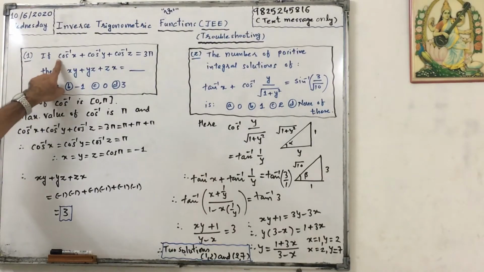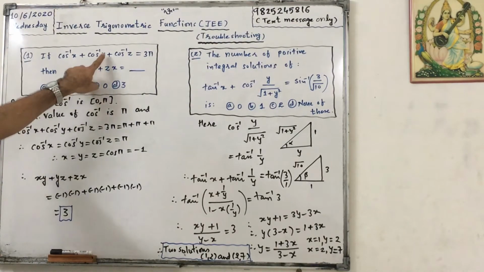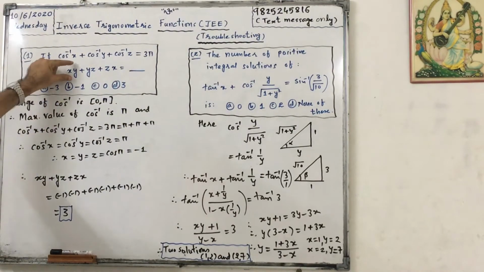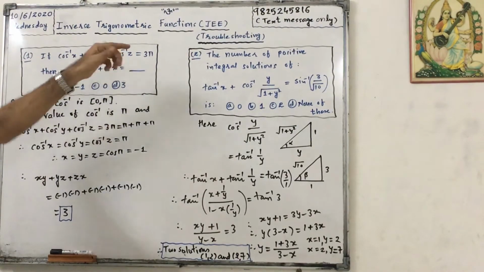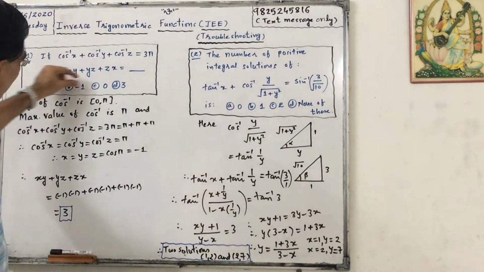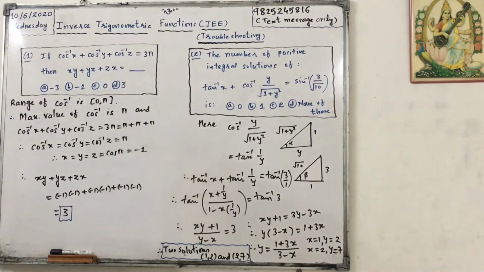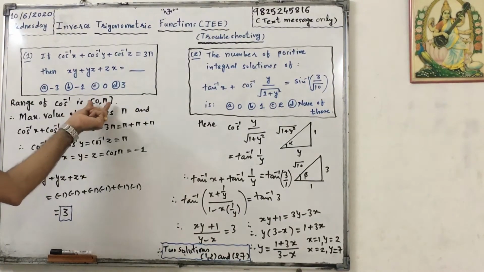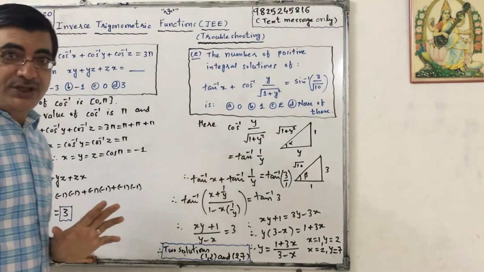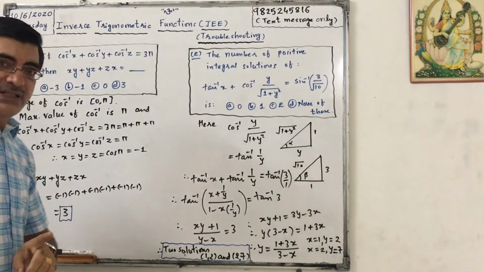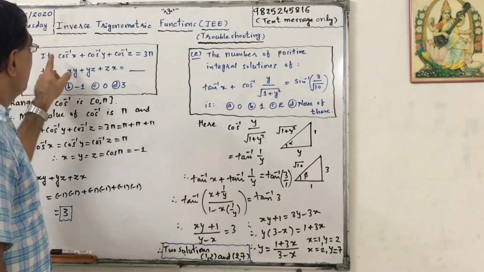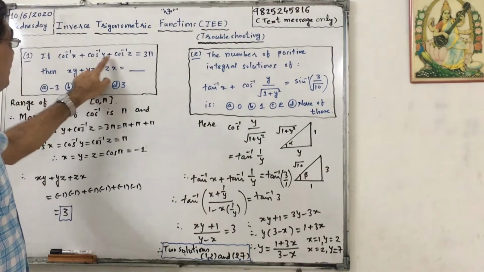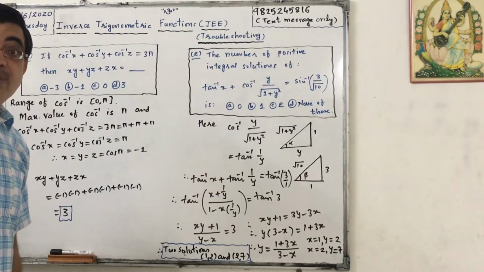First, if cos inverse x plus cos inverse y plus cos inverse z equals 3 pi, then the value of xy plus yz plus zx equals what? We are given choices. Now first of all, see what is the range of cos inverse. It is the closed interval 0 to pi. So the maximum value of cos inverse is pi, and the sum has value 3 pi. That means each term must have value pi.